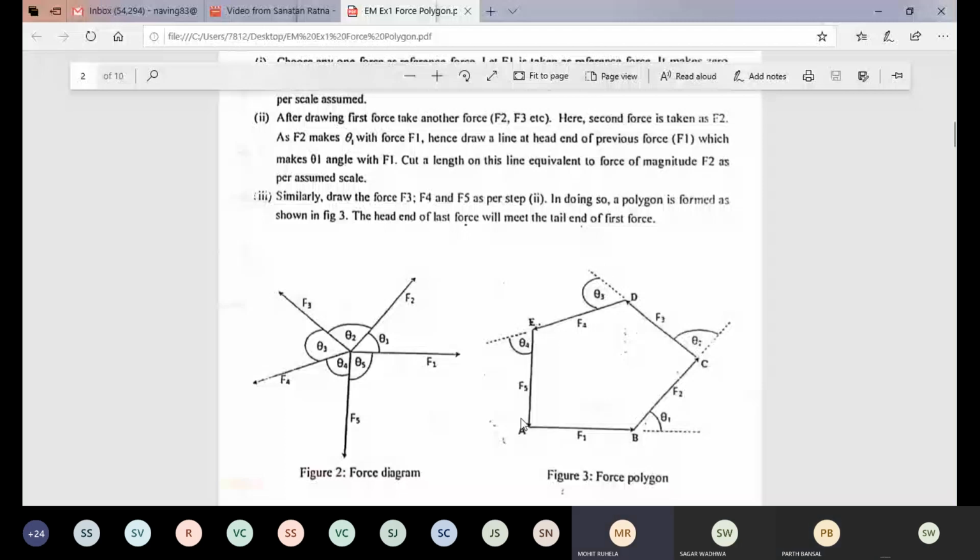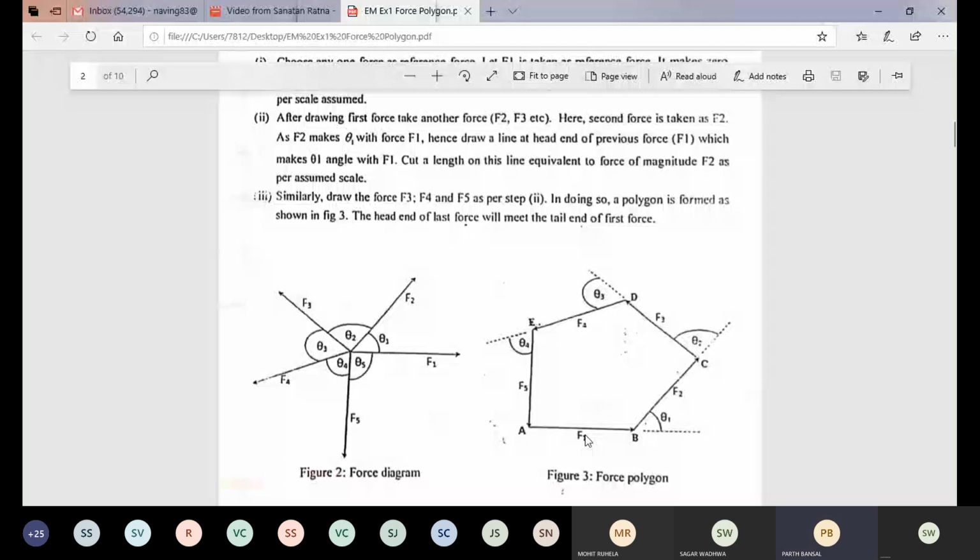For the weight A, we have to make the polygon. How will we make it? Let us say the pulley at the weight A is 350 gram. So 100 gram we will take as 1 centimeter, so 350 gram will be 3.5. So A to B we will make a line of 3.5 centimeter. Is it clear?